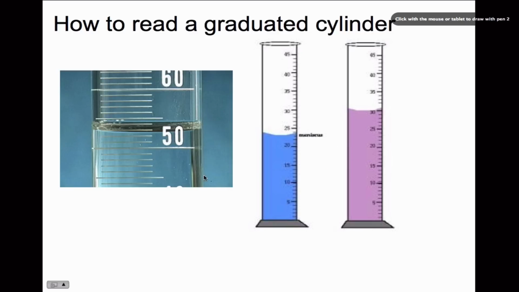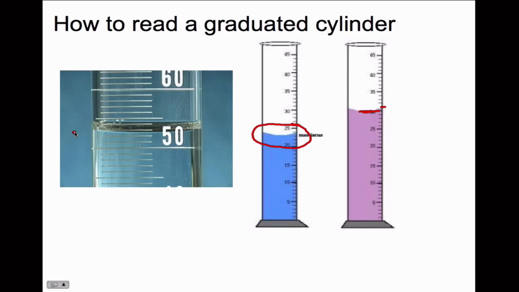So to read a graduated cylinder, you need to look for this meniscus. This is called a meniscus. See how the level is tilted or curved right there? That's called a meniscus. And what we do is we measure this along that very bottom part. Okay, so we're not looking up here where it's reaching up onto the side of the cylinder. We're looking at that very bottom part. So we would call this 30 milliliters.